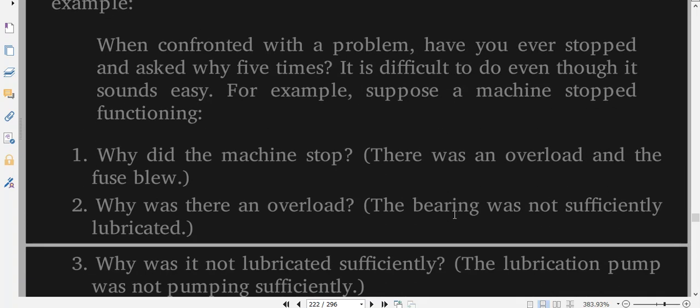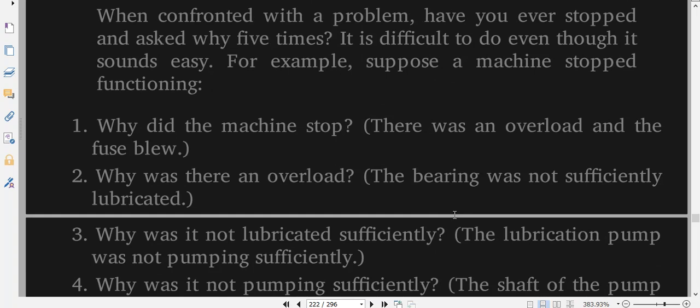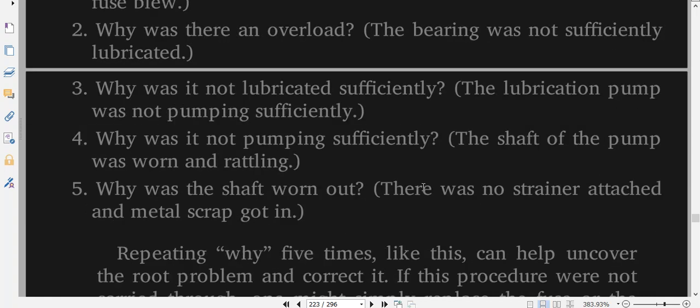Taiichi Ono gives the following example. When confronted with a problem, have you ever stopped and asked why five times? It is difficult to do even though it sounds easy. For example, suppose a machine stops functioning. Number one, why did the machine stop? There was an overload and a fuse blew. Number two, why was there an overload? The bearing was not sufficiently lubricated. Number three, why was it not lubricated sufficiently? The lubrication pump was not pumping sufficiently. Number four, why was it not pumping sufficiently? The shaft of the pump was worn and rattling. Number five, why was the shaft worn out?